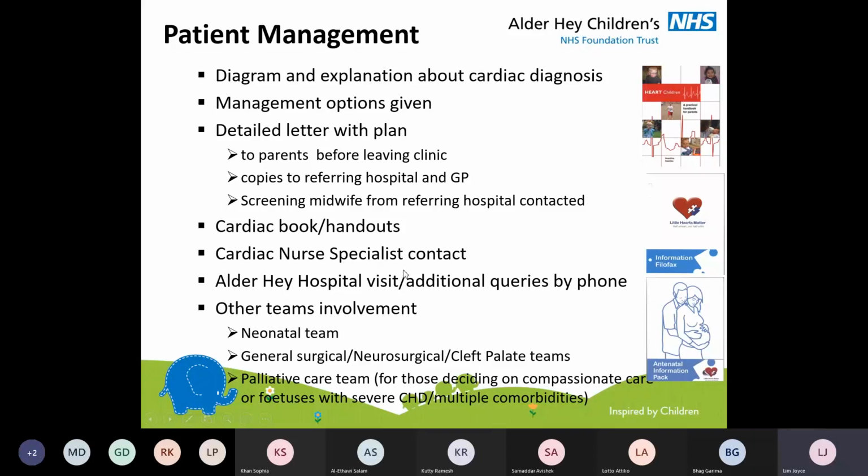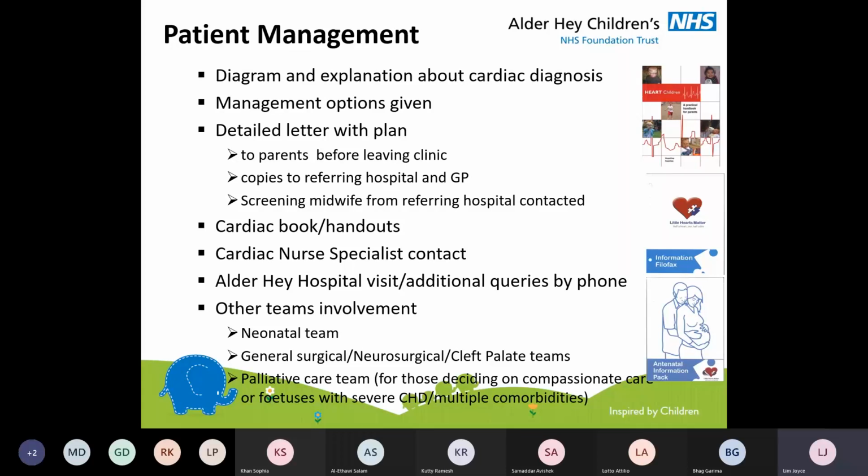Very much invaluable as part of the service is the cardiac nurse specialist involvement, because they act as a link between the diagnosis and the consultant who makes the diagnosis, as well as the parents. Parents will have lots more questions when they leave the hospital, and to wait 6 to 8 weeks or to have to call you over the phone is a bit challenging for some parents. So having someone they can contact at their leisure, and someone who would have a lot more time for them, is very much helpful.